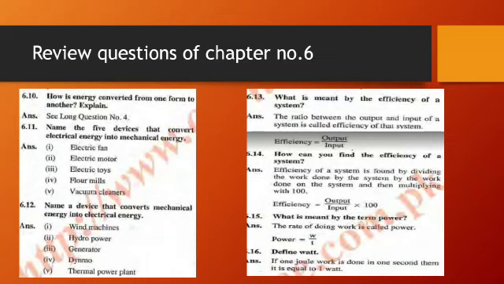Define watt. If 1 joule of work is done in 1 second, then it is equal to 1 watt. So it means that if you are doing 1 joule of work in 1 second, your rate is like this. So that has a special name which is called 1 watt.